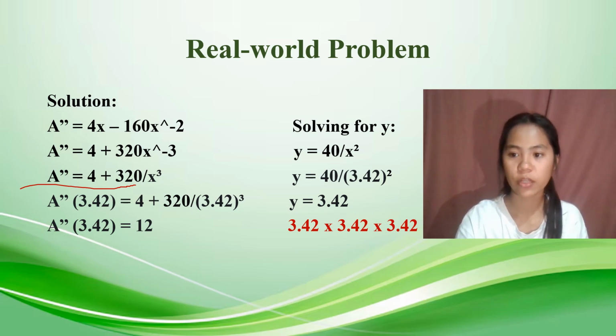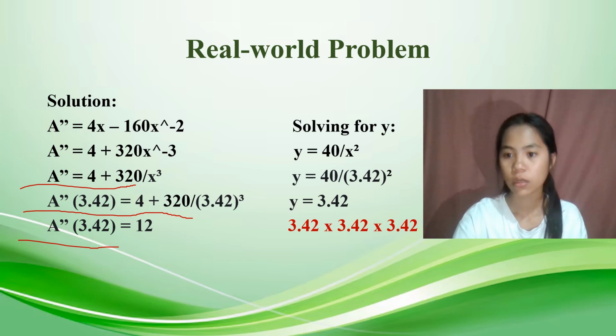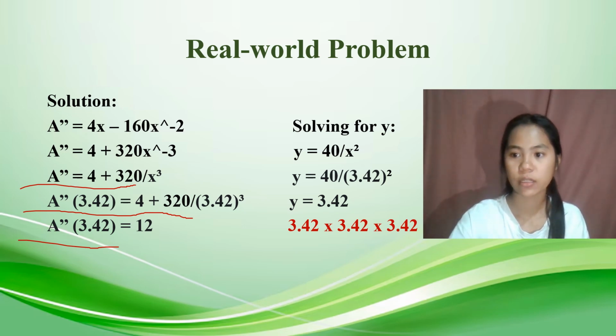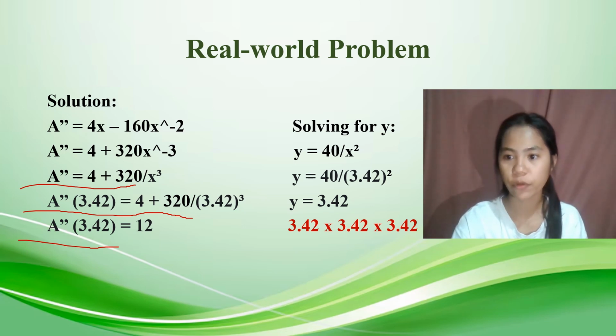Next, we replace the value of x next to the double prime and also substitute the x value to the other side of the equation. So now we have the double prime of 3.42, which is 12. And based on our findings, we have determined that the value of x, which is 3.42, is the local or relative minimum because 12 is higher than 0.